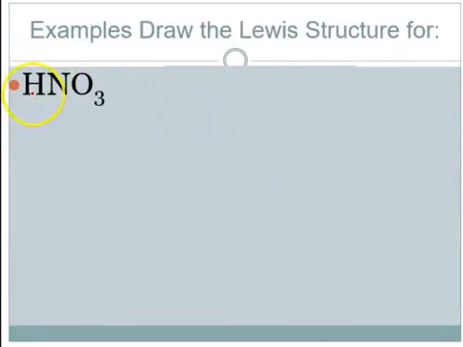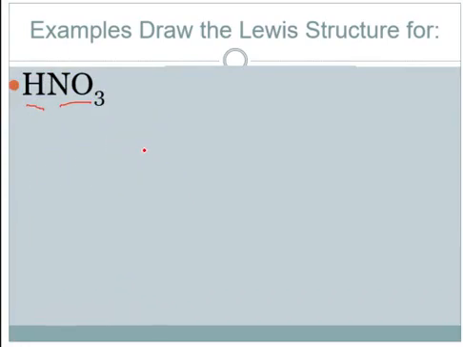So this is nitric acid. We don't know our acid naming yet, so we would just call this hydrogen nitrate in the current naming system that we know. We will eventually learn how to name acids, but right now we're going to just call this hydrogen nitrate. So what's my first step?